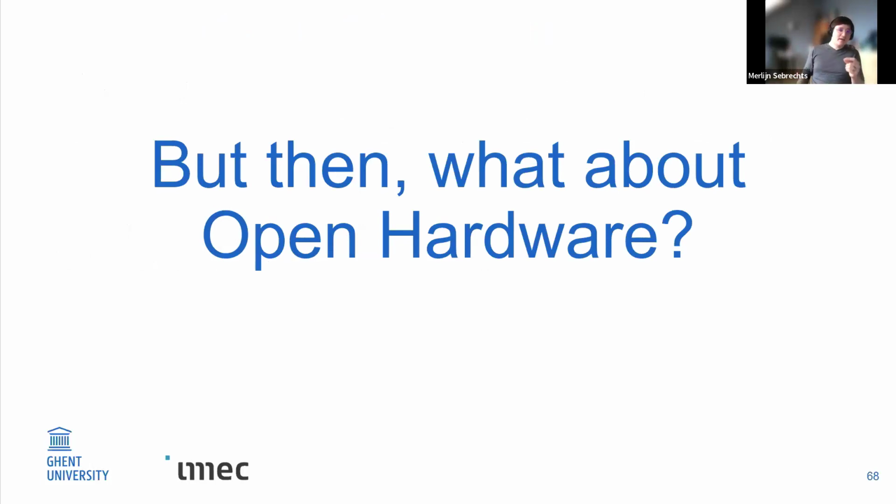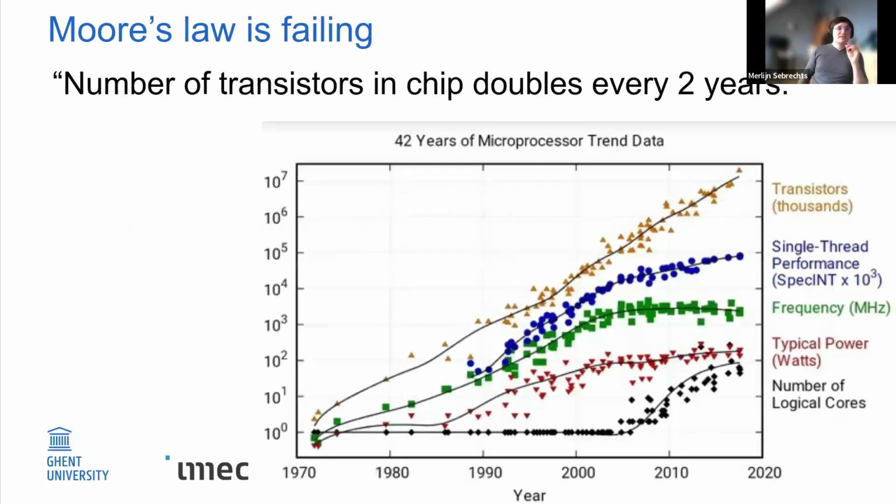But then, I've talked about how software is different than hardware. So then why are we also seeing more and more open hardware? Well, that has a very interesting source. Specifically, it's because Moore's law is failing. Moore's law is this law that was stated in the 70s or so, that the number of transistors in a chip will double every 2 years.